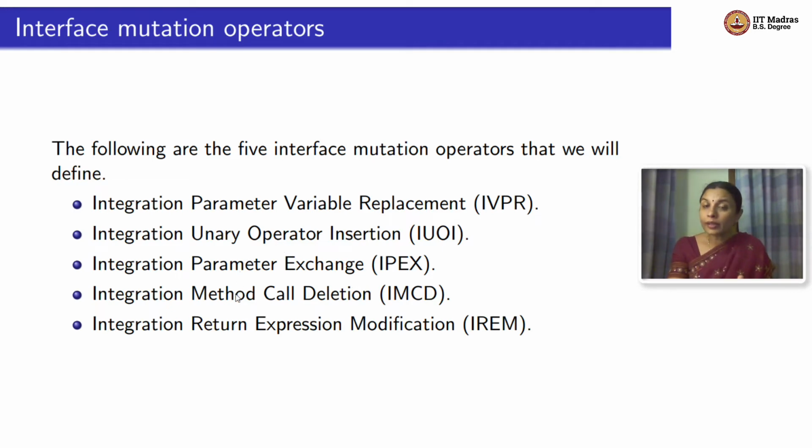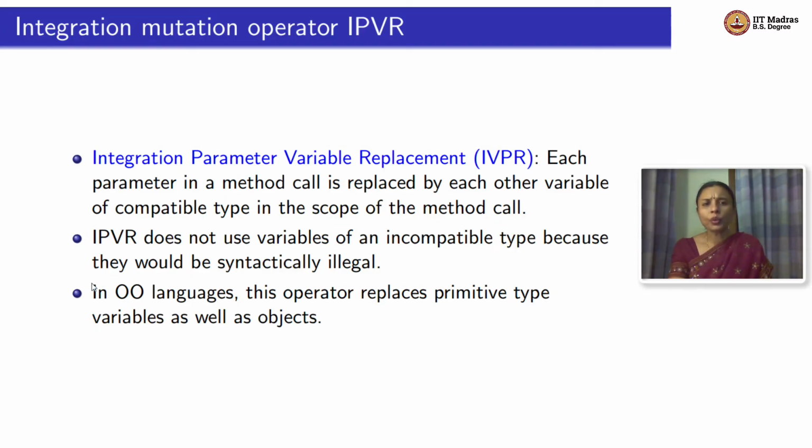You could even delete the call statement. You could modify the return expressions. So we'll see each of them in detail. First one, so let's say a method A calls a method B with two parameters x and y.